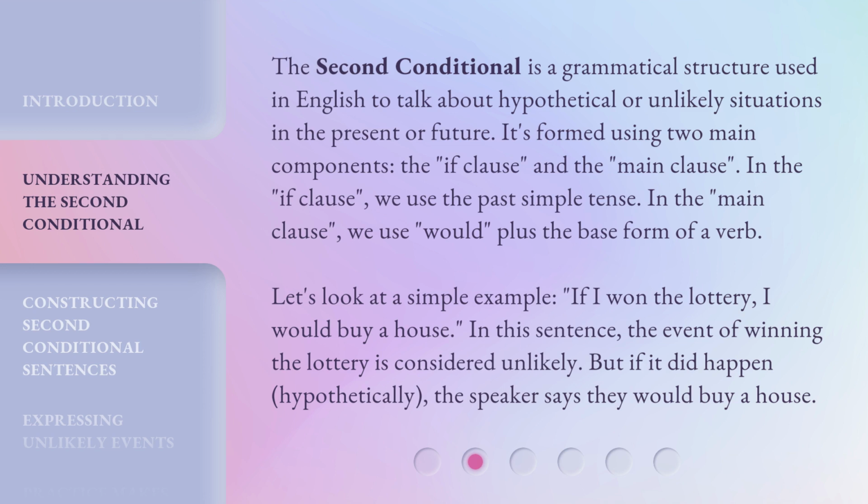Let's look at a simple example. If I won the lottery, I would buy a house. In this sentence, the event of winning the lottery is considered unlikely. But if it did happen, hypothetically, the speaker says they would buy a house.